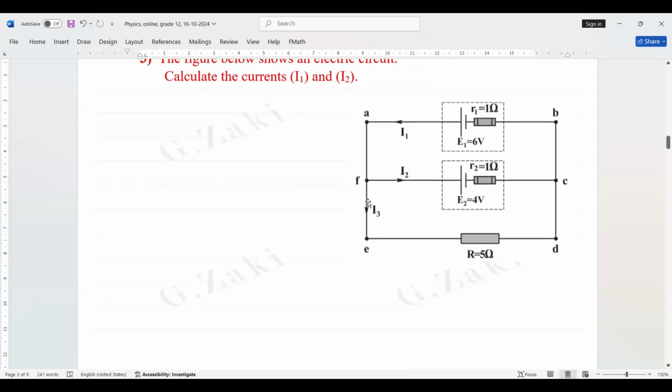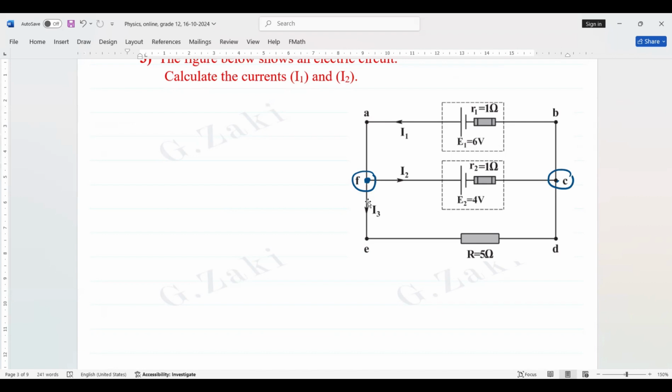Of course, the junctions. We have two junctions in the circuit. Junction F and C are the only two junctions. They are the points of connection of the wires. The three wires are connected at F and C. A, B, D, and E are not junctions.